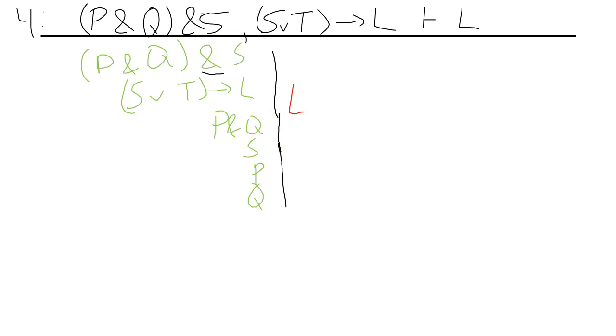Now we have to break down our arrow. And left side's false, or the right side is true. Then we just have to break down this wedge. So what makes a wedge false is if they're both false.